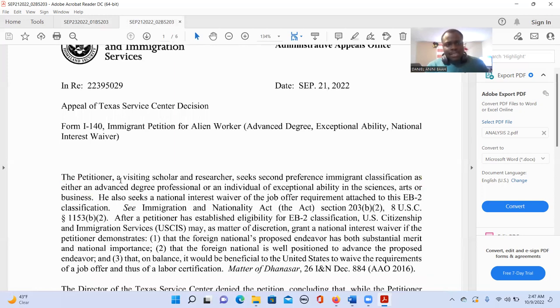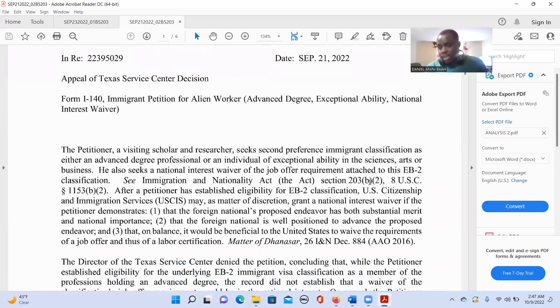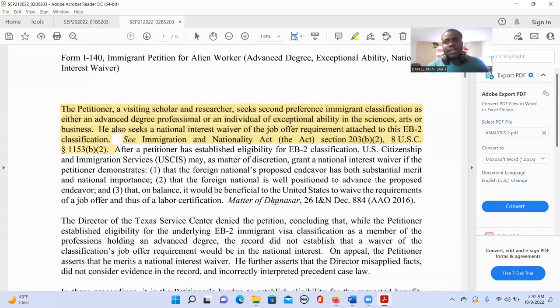If you look at it, it said that the petitioner is a visiting scholar or a researcher. So this is on the academic side. The one we looked at first was a professional side. The person is a professional in public relations, but this person is on the academic side, a visiting scholar or researcher who seeks second preference immigrant classification as either an advanced degree professional or individual of exceptional ability. So that is what this person is seeking, as a visiting scholar.